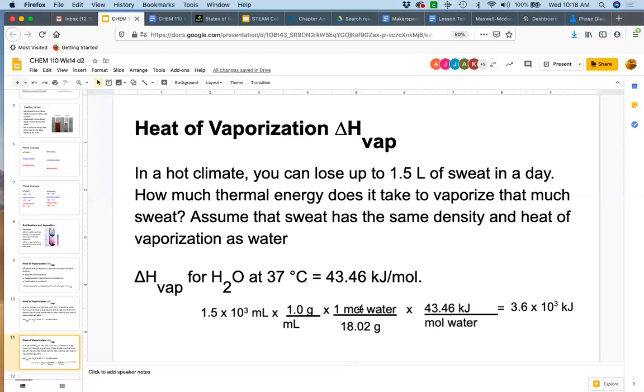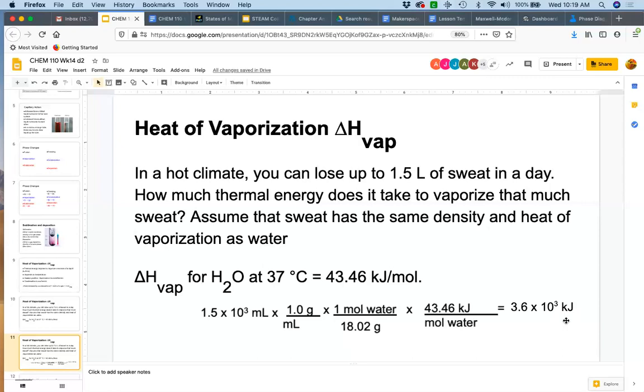This is exciting because now we have a unit, moles, that shows up in our delta H of vaporization. So now we know that if we multiply by 43.46 kilojoules per mole, our moles will cancel and we'll be left with kilojoules. If you think about your dimensional analysis, you multiply across the top, divide by what's on the bottom, and that gives you 3.6 times 10 to the third kilojoules. That's a fair amount of energy that you would have to expend in order to generate that much sweat.